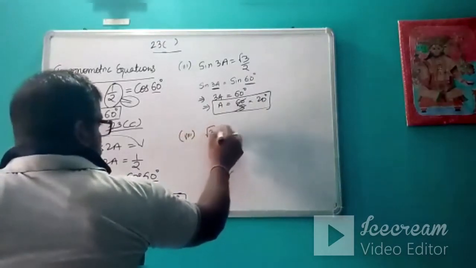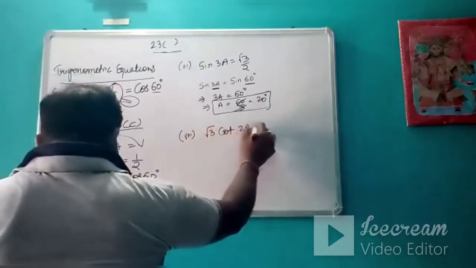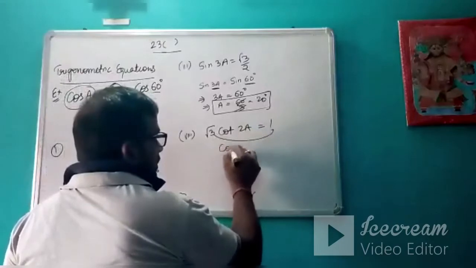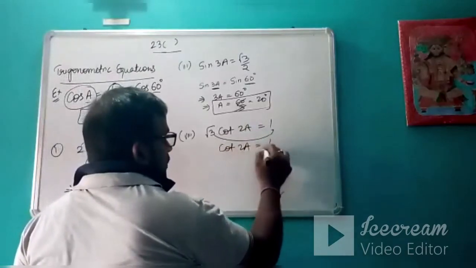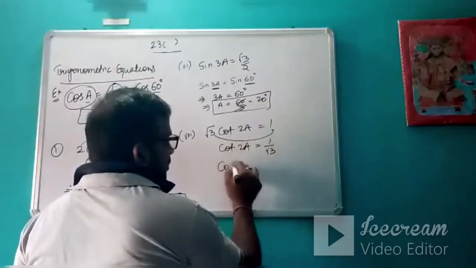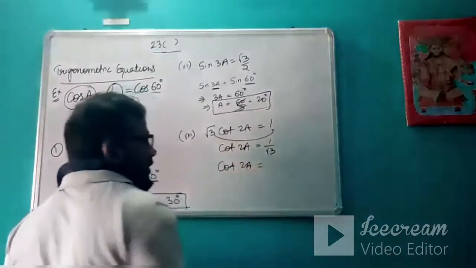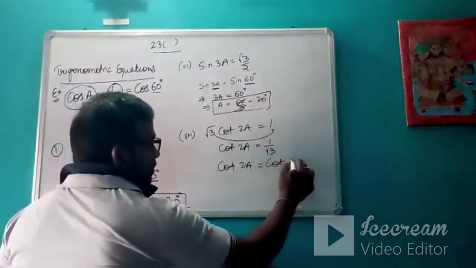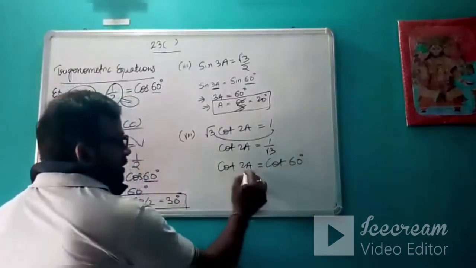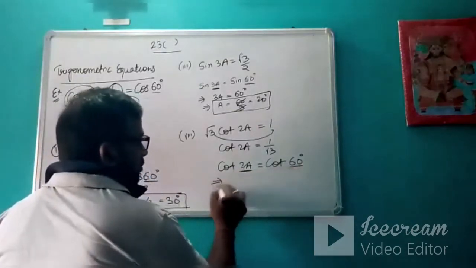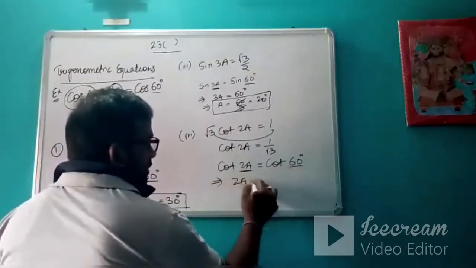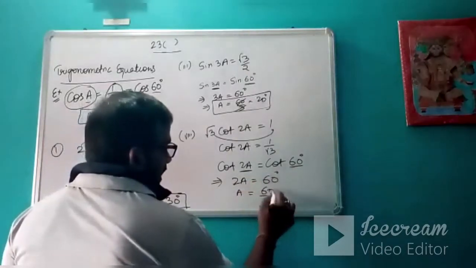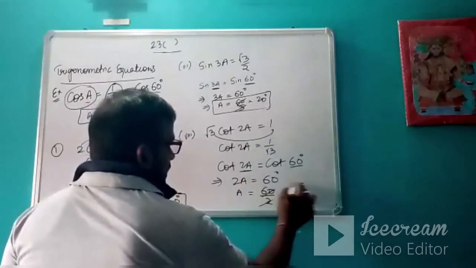Now, root 3 cot 2A is equal to 1. Again this root 3 will go to the other side. It will give you cot 2A is equal to 1 by root 3. And if you remember, the value of cot is 1 by root 3 when the angle is how much? 60 degree. So again we will compare these two angles. That means 2A is equal to 60 degree and A is equal to 60 by 2, that is 30 degree.